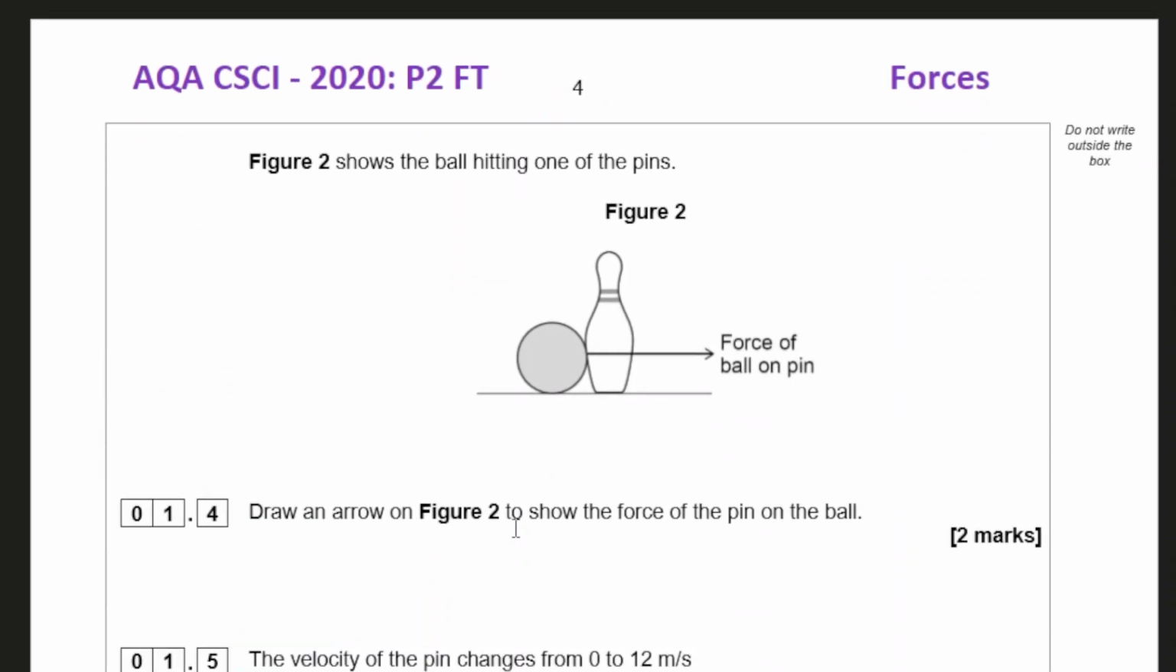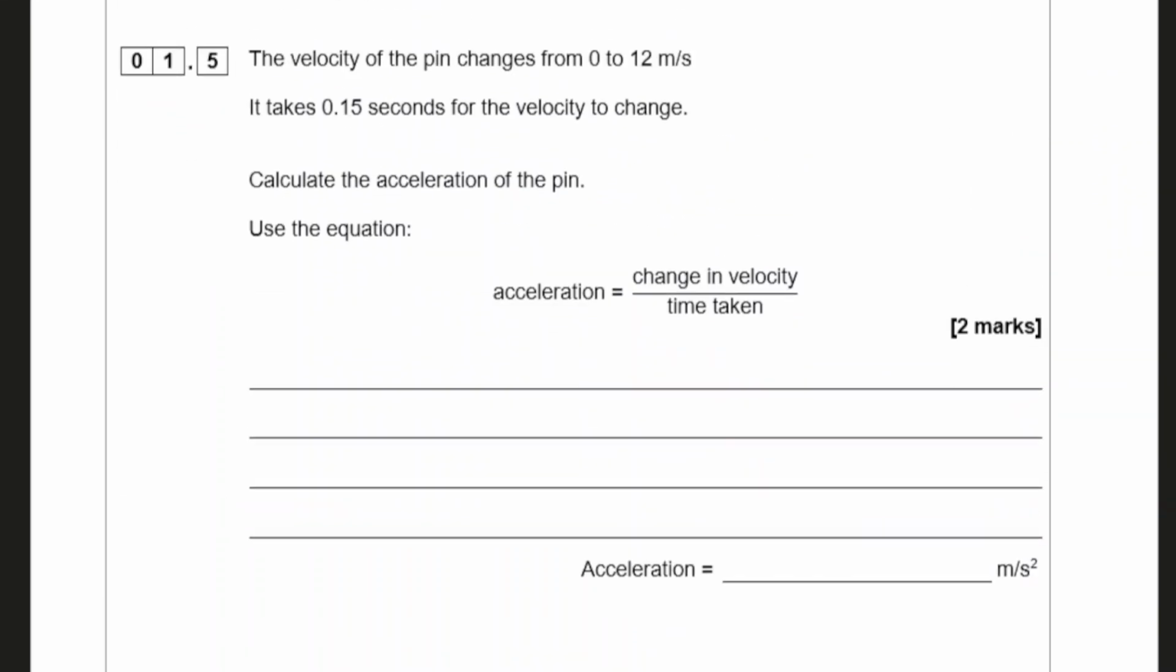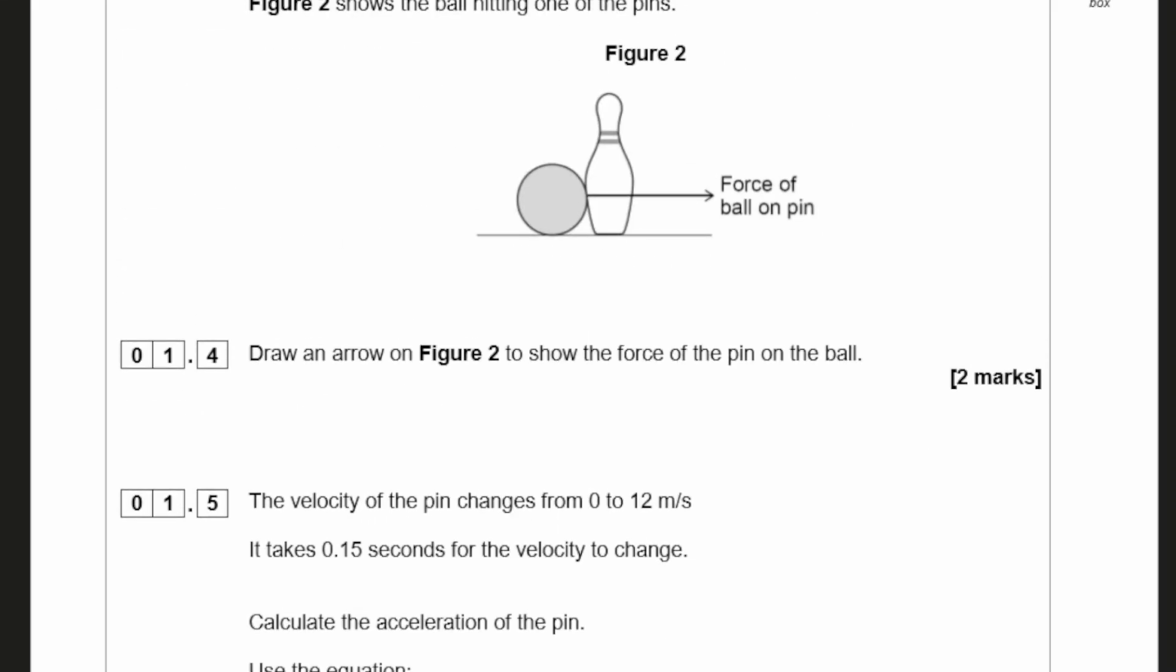Figure 2 shows the ball hitting one of the pins. So you have the ball which is coming in from left to right. Let me bring that up again. So the ball is actually moving in this direction. Force of ball on the pin. Draw an arrow on figure 2 to show the force of the ball on the pin. Draw an arrow on figure 2 to show the force of the pin on the ball.